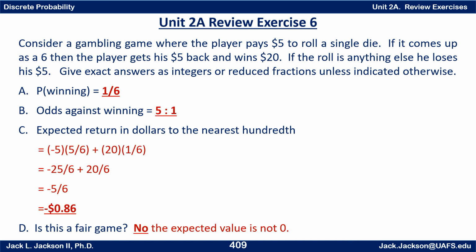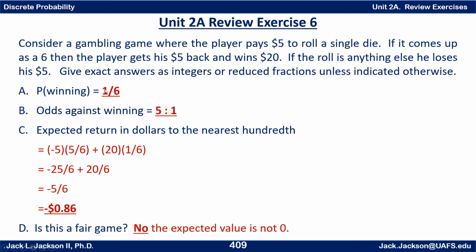Well, the probability of winning is 1/6 because the only way he can win is when he rolls a 6. There are 5 other possibilities for a total of 6 possibilities, equally likely, so the probability is 1/6. The odds against winning are 5 to 1: 5 ways of not getting a 6 to 1 way of getting a 6.